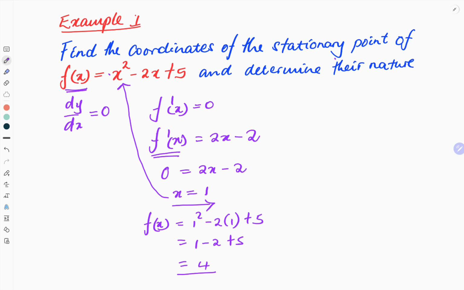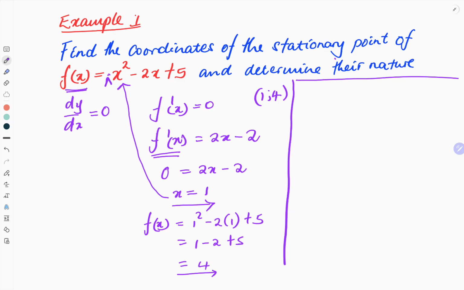So which means the stationary point on this graph is (1, 4). This equation is actually very easy because we know that this is a parabola. So for the parabola, it's easy to determine the nature of the stationary point. We know that this curve, because the coefficient of x squared is positive, it's a 1. Therefore, this graph will automatically have a minimum point.